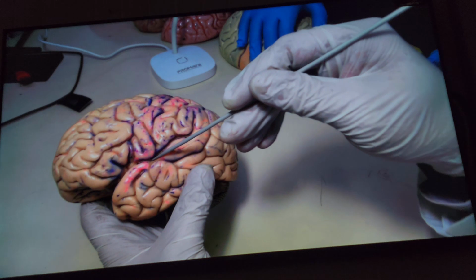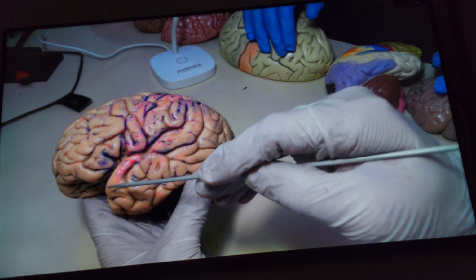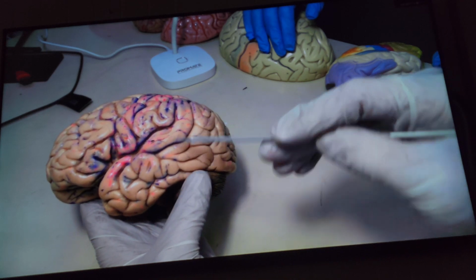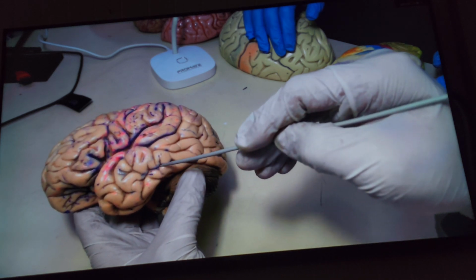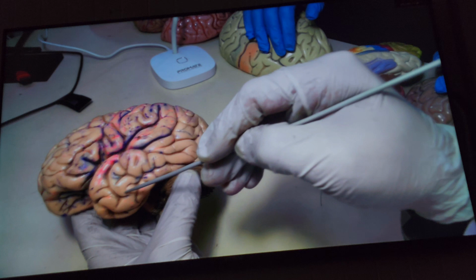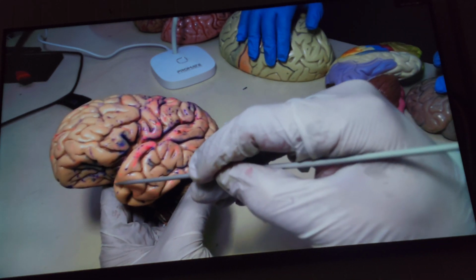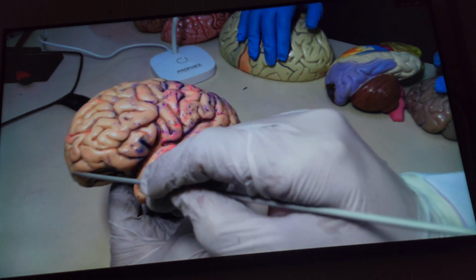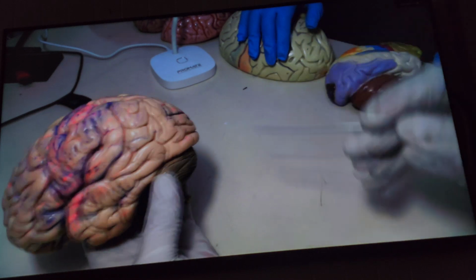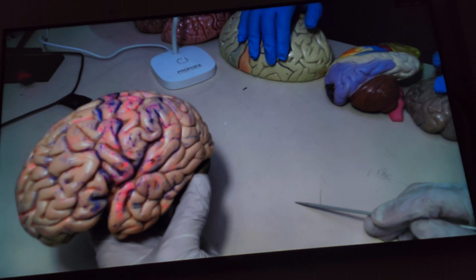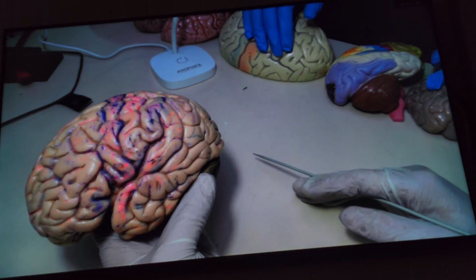Regarding the temporal lobe, it contains three gyri: superior temporal gyrus, middle temporal gyrus, and inferior temporal gyrus, separated by two sulci: the superior temporal sulcus and the inferior temporal sulcus. Here we can see the area called the temporal pole. This is the frontal pole, and this is the occipital pole. So that's all about the superolateral aspect of the cerebral hemisphere.